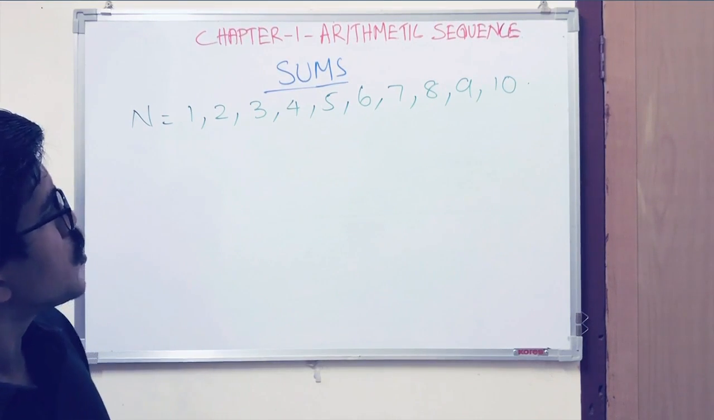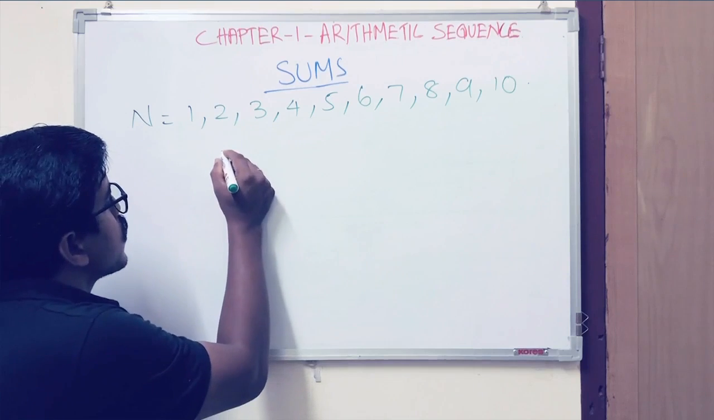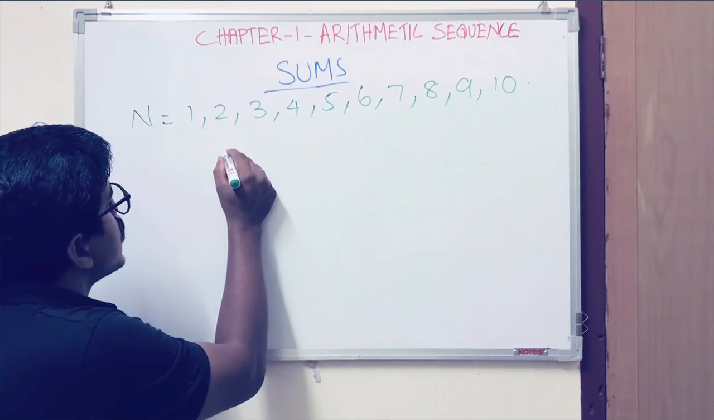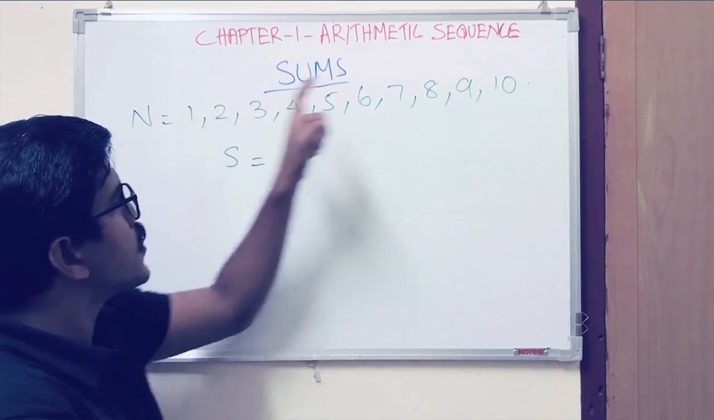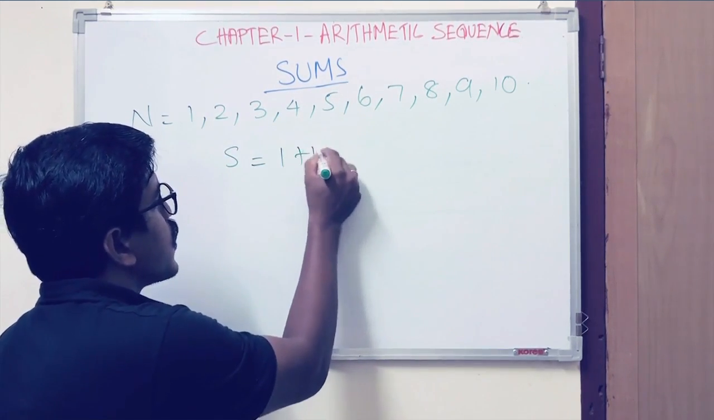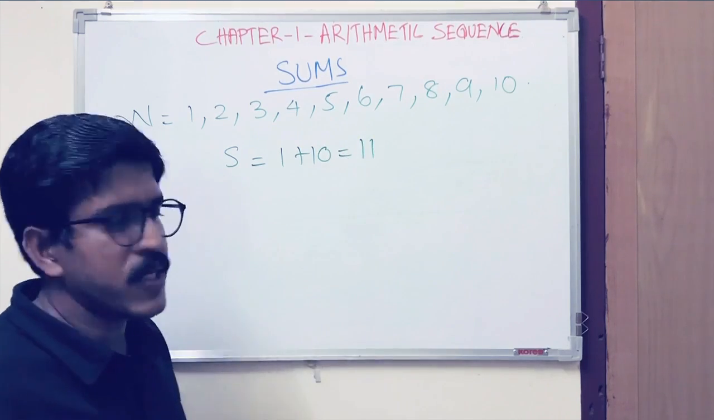We are not taking the usual way to find the sum. We are using another method. I am taking the first term and the last term, and the sum we get is 11. All of you know that.